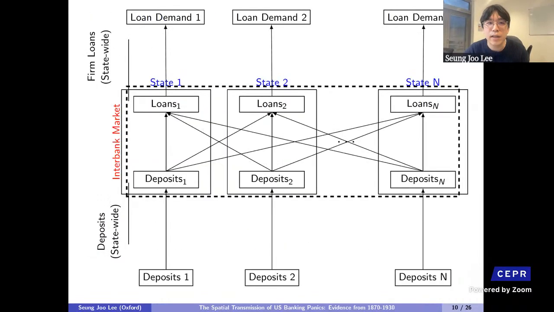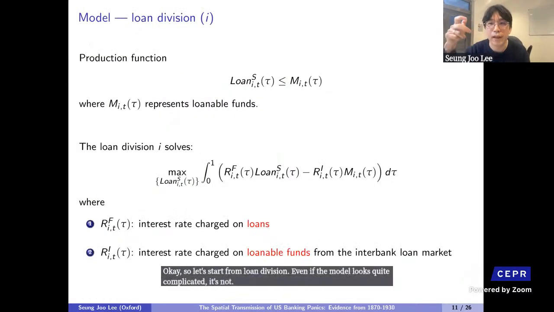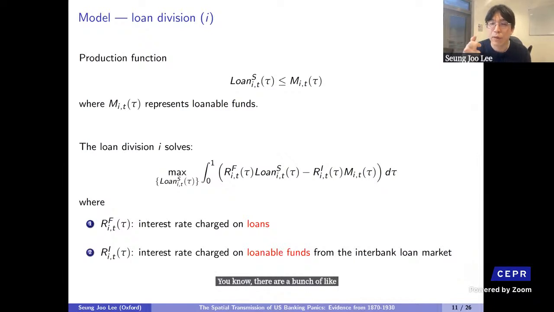Okay, so let's start from loan division. Even if the model looks quite complicated, it's not. There are a bunch of tricks we are employing to make it very nice in terms of expressions, which we will transform to some empirical estimation equation. So loan divisions get some loanable funds from the interbank market, and they make loans.